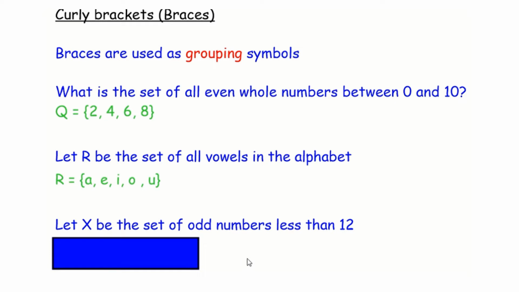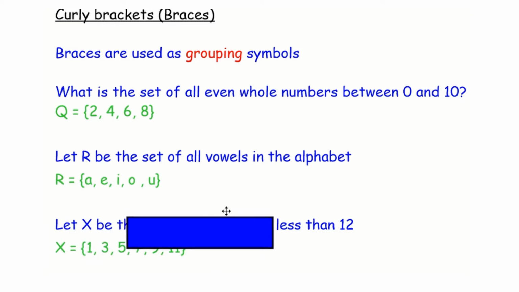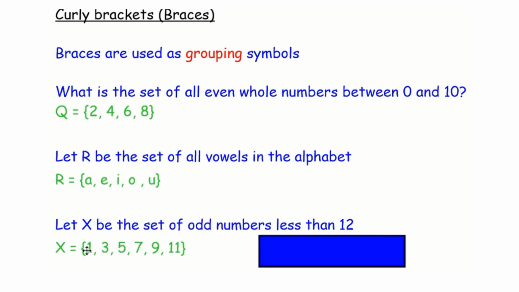Okay, so hopefully you've had a go at that, and we'll just have a quick look at the answer. So we've got the set X is the numbers 1, 3, 5, 7, and 9. And we've got these curly brackets using the exact same notation that we were using before.